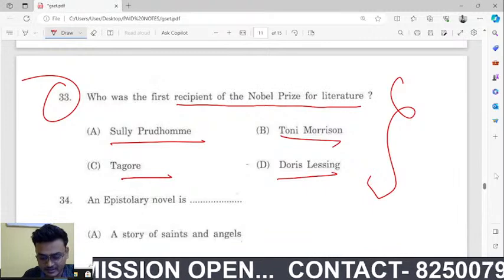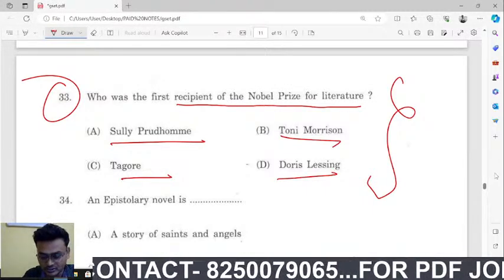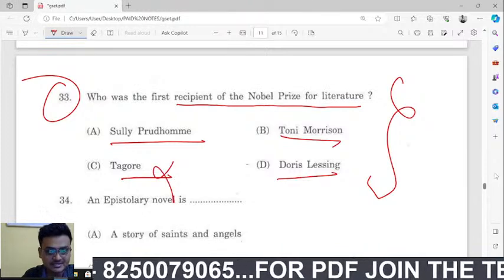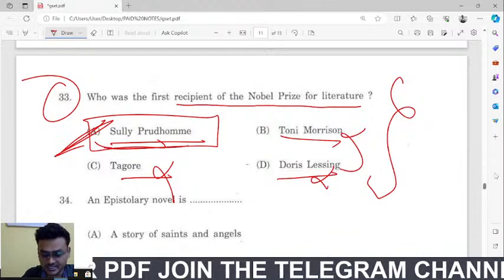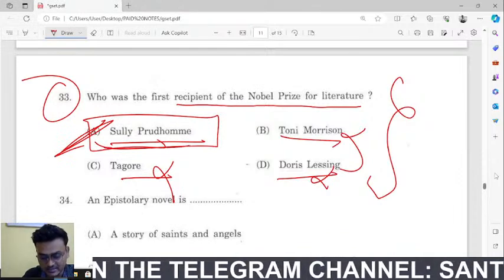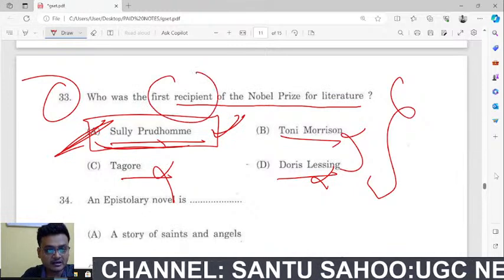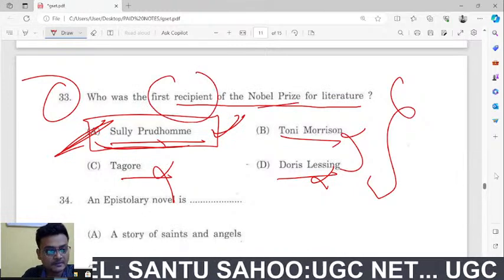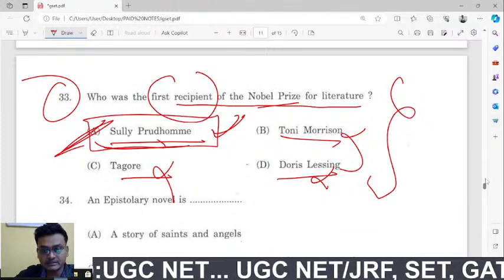Excellent, excellent. No, no, it's not C. How can it be C? It's Sully Prudhomme. Sully Prudhomme is the first recipient of the Nobel Prize. Excellent, Pramod. Tahida as well. Biba, it's Sully. Okay. Remember that.